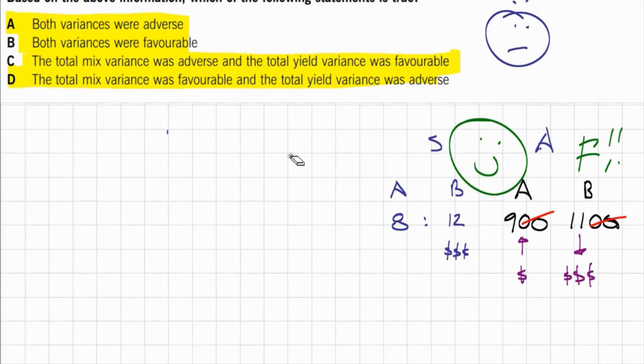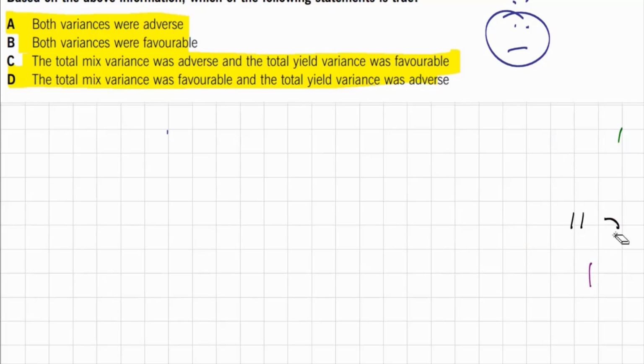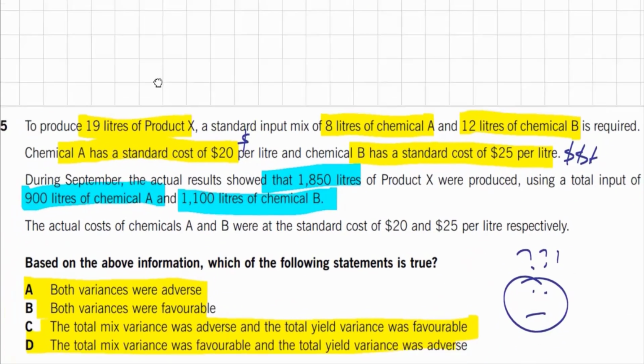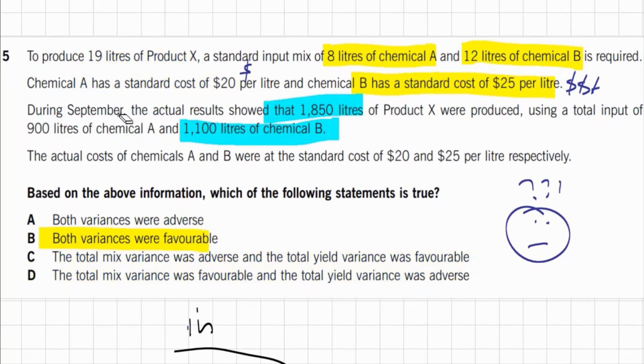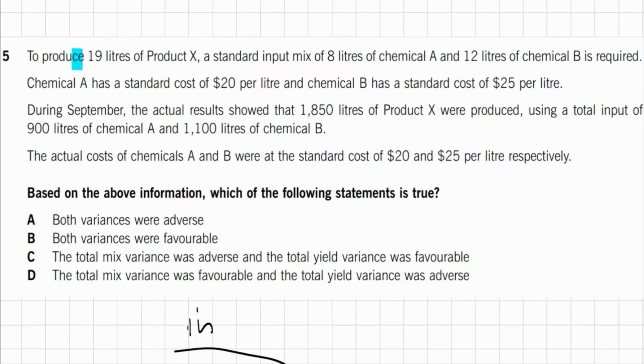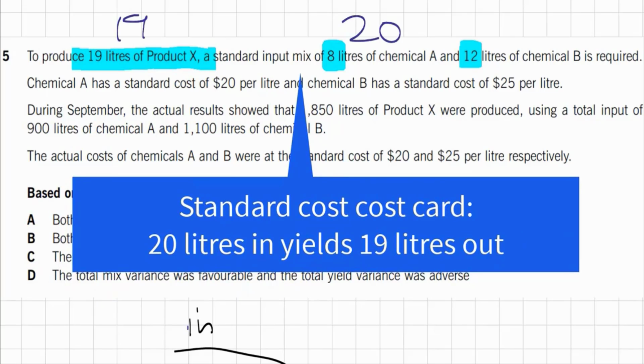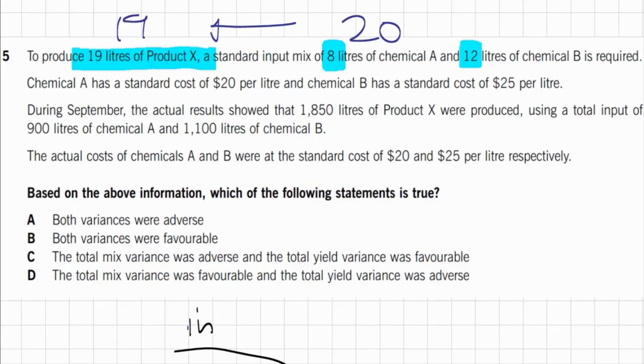Let's now move on to the yield. And now we need to look at the actual output of finished goods. If we can draw our process again, the yield variance is looking at the inputs versus the output. Let's find out how much goes into one unit and how much we get out. Then we'll compare that to the actual. So if we come back to our question here, to produce 19 units, we have to put in 8 plus 12. Guys, that is 20. So 20 goes in, 19 comes out. How much did we actually get, everybody? We got 18.